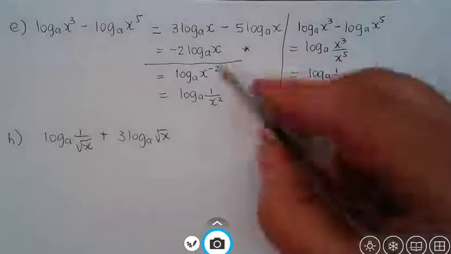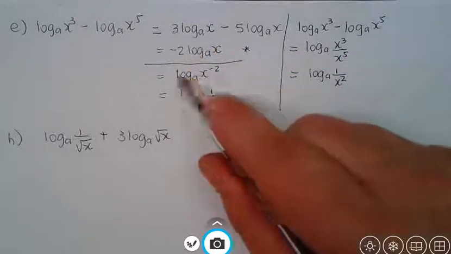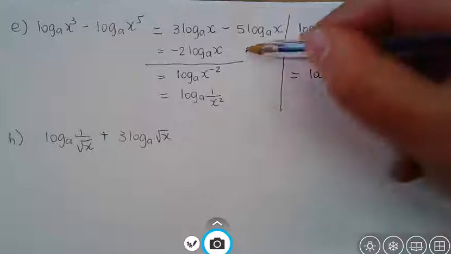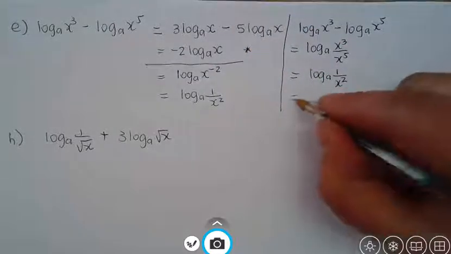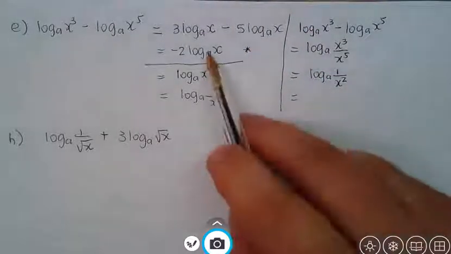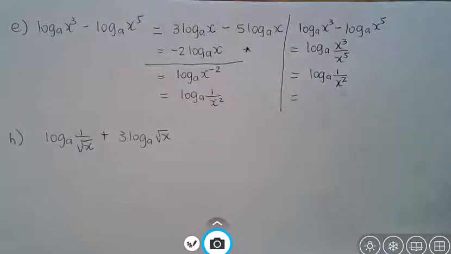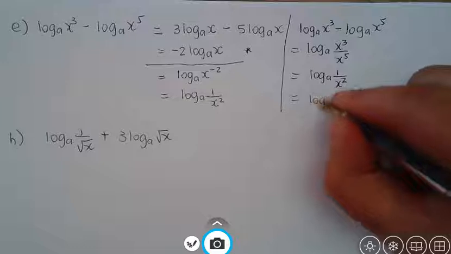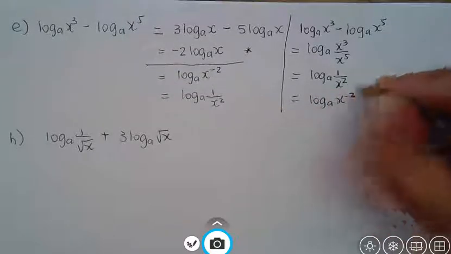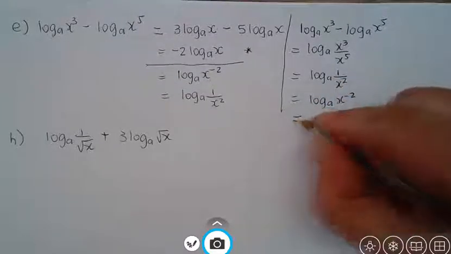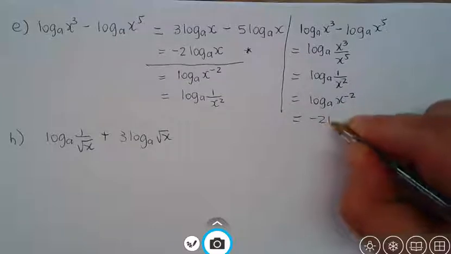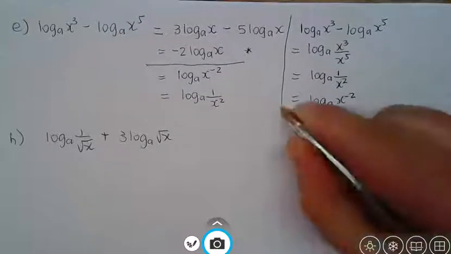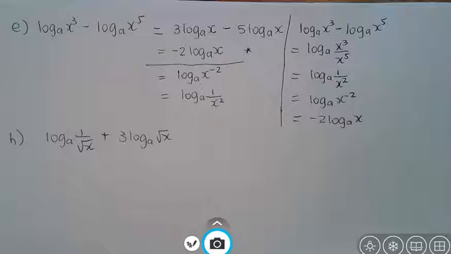You would stop here, but if I was to do it this way, the question was to express it in terms of log to the base a of x. I would then need to put this back in the form of x to the power of negative 2, and then I'd still need to bring the negative 2 to the front. So I'm just showing you two ways of doing that question.